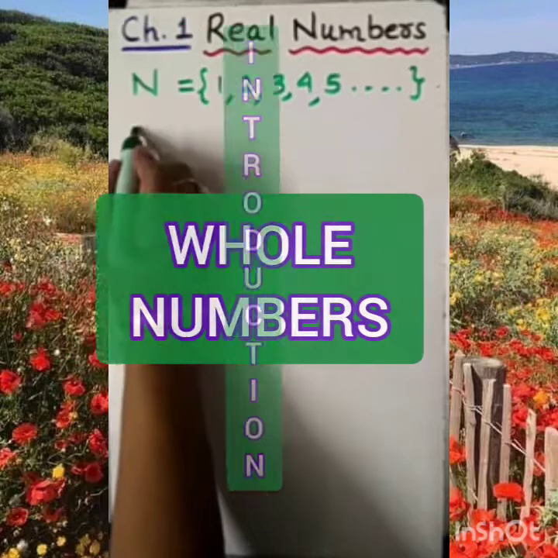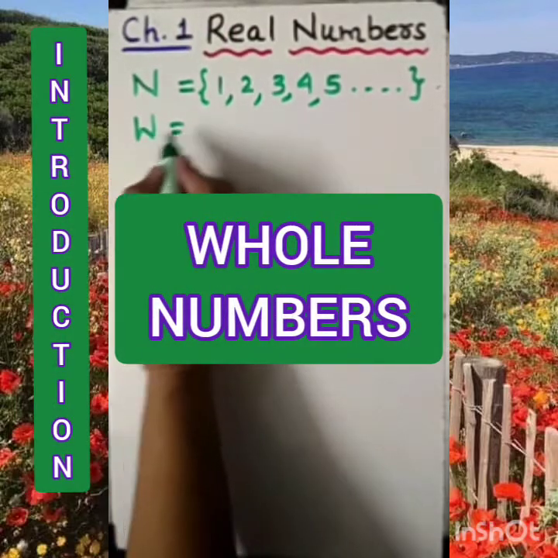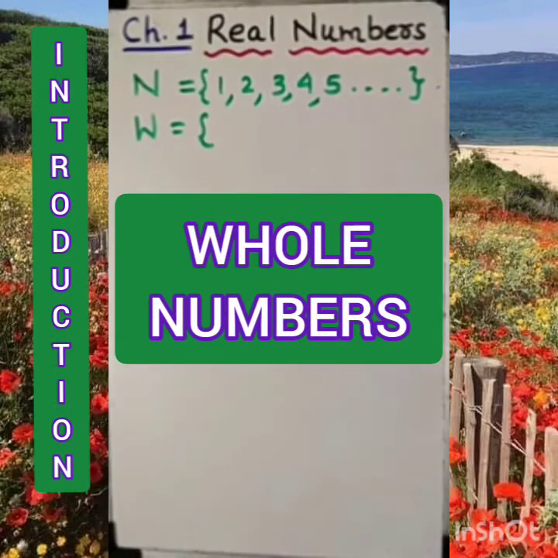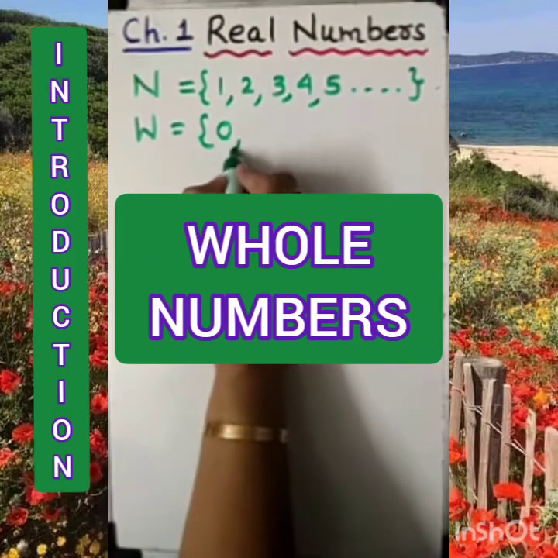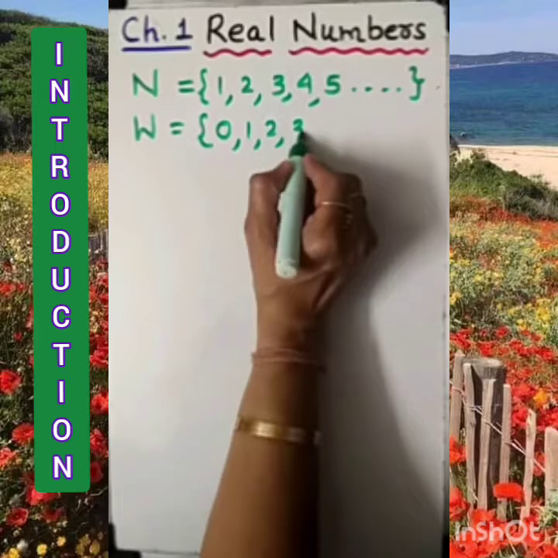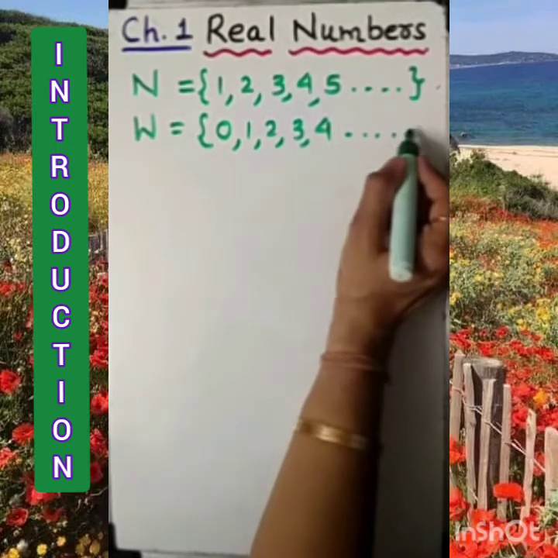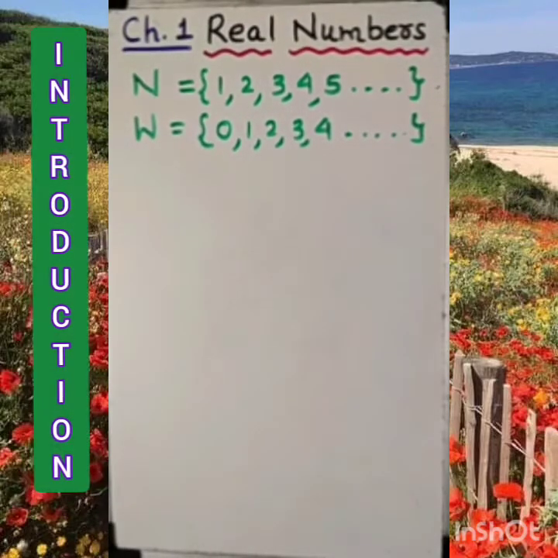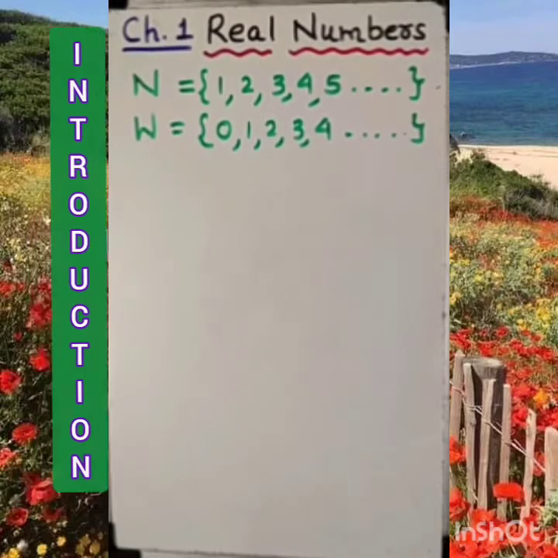Then let me introduce W. W is the set of whole numbers. All of you know this very well. Whole numbers begin with 0, 1, 2, 3, 4, and so on. Again, I should say that it is also an infinite set. Okay, it is also an infinite set.